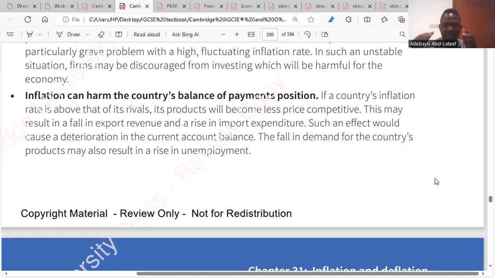So firms in that country that is witnessing inflation will be less internationally competitive. Foreign customers will start looking for substitutes from other countries because of their prices. So the price of exports will increase, and if the price of exports increases, it will make you not internationally competitive. Foreign customers will seek alternatives. That is the point. And if your exports start falling, it will affect your balance of payments. Clear or not? Yes.